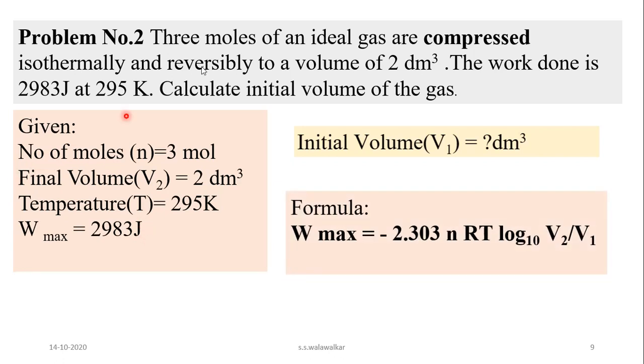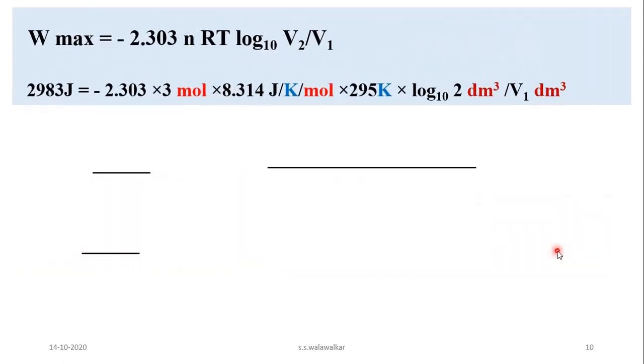The required formula to solve this example is for W. Here volume change is there. So the formula is W maximum is equal to minus 2.303 nRT log to the base 10 V2 upon V1. V2 is the final volume, V1 is the initial volume. We have to calculate V1. Now we will substitute the values in the equation.